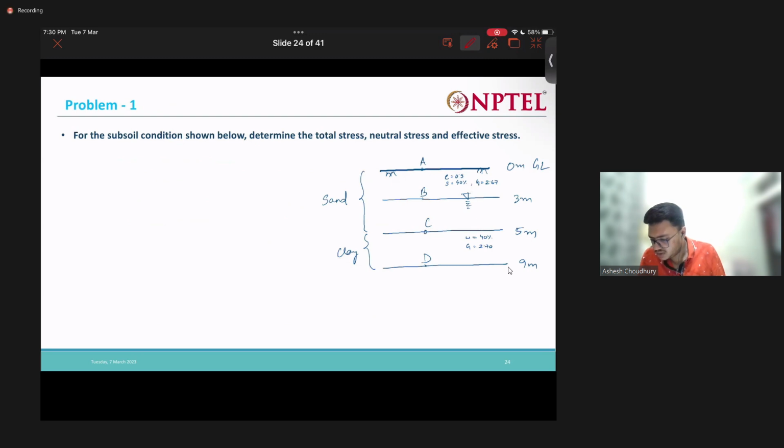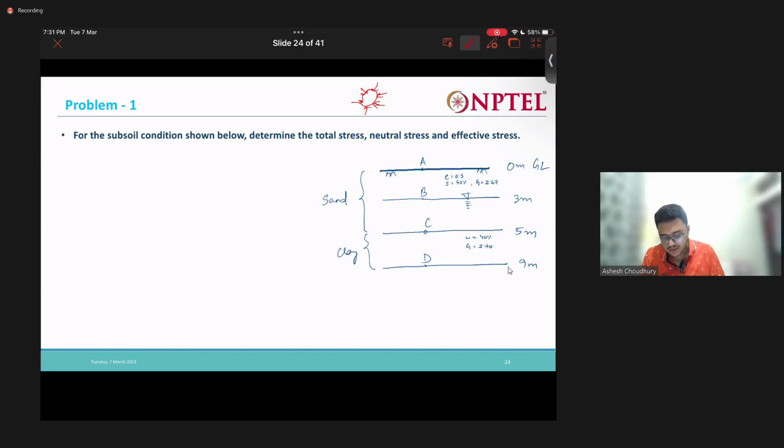Now let us solve some problems. The first problem: for the subsoil condition shown below, determine the total stress, neutral stress (the pore water pressure), and the effective stress. Why is pore water pressure called neutral stress? Because it acts equally all around a soil particle, that's why it is known as neutral stress.